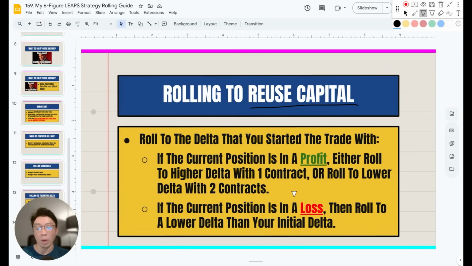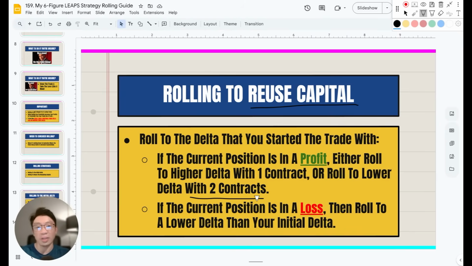So depending on whether the position is currently in a profit or loss, the delta will be greatly different from each other. So you can see over here, if the current position is in a profit, then there are two things you can do. You can either roll to a higher delta with one contract or roll to a lower delta with two contracts. So what you're doing down here is really just kind of like compounding the amount which you have gotten from the existing position, and then you compound it to two contracts.